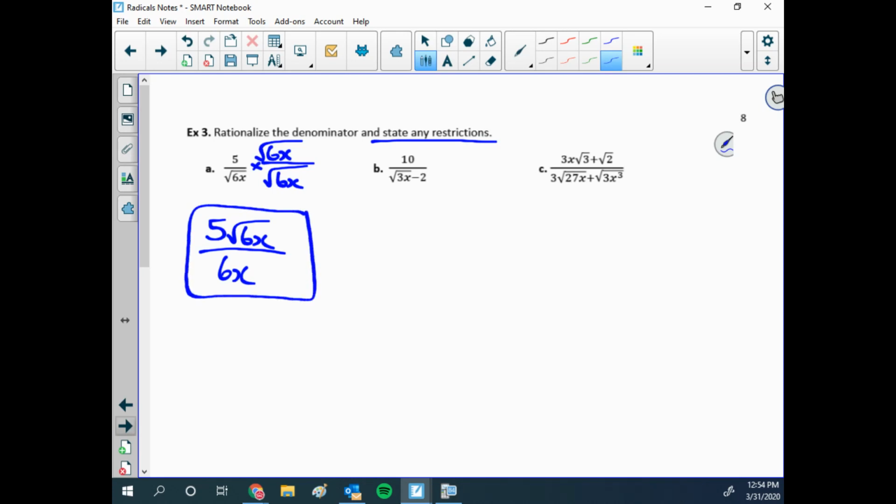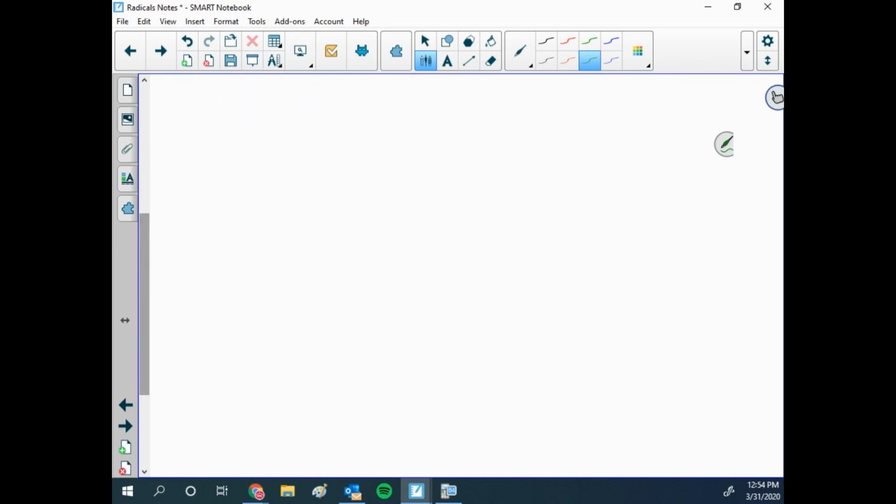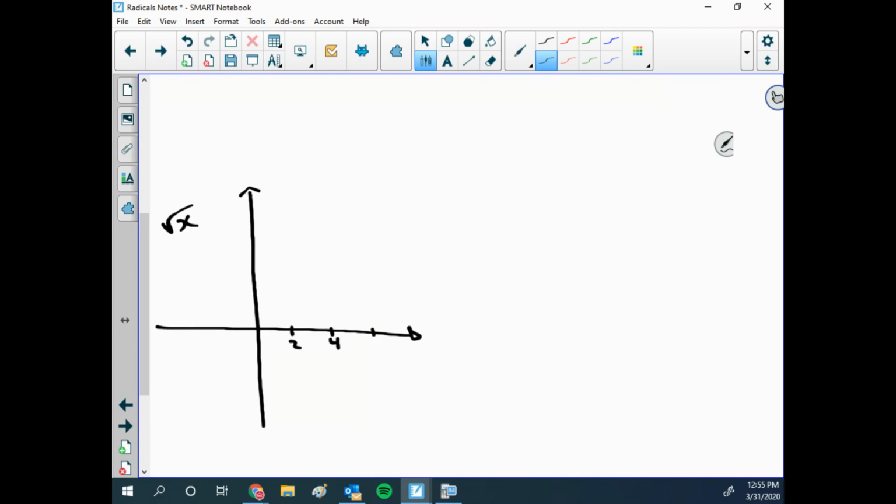The problem becomes I need to do this other part, which says state any restrictions. So just kind of an extension here for you guys: when I take a look at a radical function, let's say I graph the square root of x. And I really only need this first quadrant, so that's all I'm going to draw.